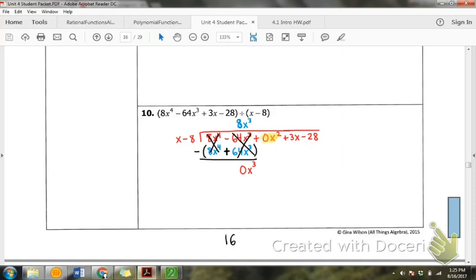Leanna, how'd you get 0x cubed? Because negative 64 plus 64 is 0. Oh, I thought you were bringing down your 0x squared. No, we're still at 0x cubed. Okay, how do we keep going through the problem?